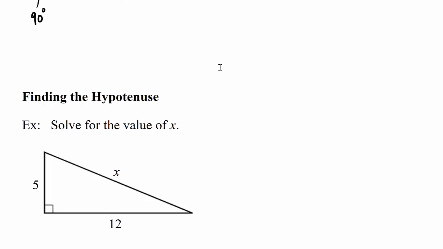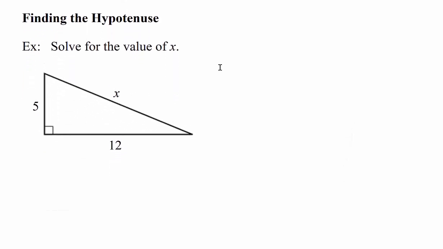In this first example, we're going to solve for the unknown value of the hypotenuse. The first thing I suggest doing is always labeling the triangle until you're comfortable with it, A, B, and C. Start off with the hypotenuse. It is the most important side, and so x is going to be the C, and then 5 and 12 are going to be A and B. It doesn't matter which one you label A and which one you label B. The two legs are interchangeable.